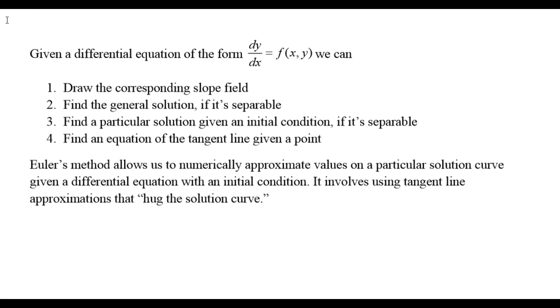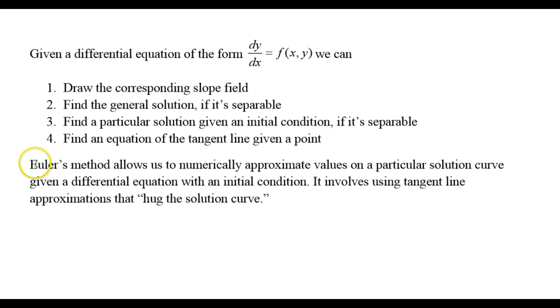Before we begin, let's talk about what we can do so far given a differential equation of the form dy/dx equals f of x comma y. In other words, we're given a derivative that might have x's and y's in it. So far, we can draw the corresponding slope field. We can find the general solution, with a plus c, if it's a separable differential equation. We can find the particular solution with no plus c if we're given an initial condition, again if it's separable. And with a differential equation, we can find an equation of a tangent line as long as we're given a coordinate point, so an x and a y.